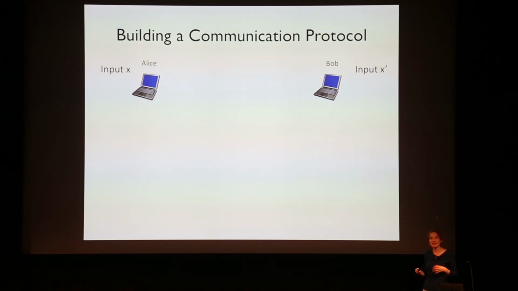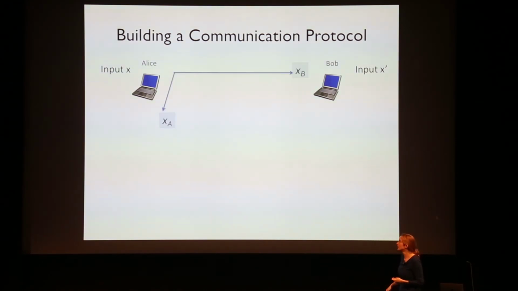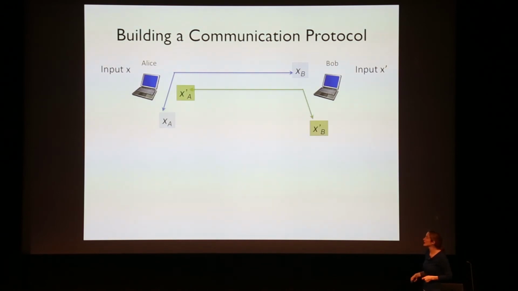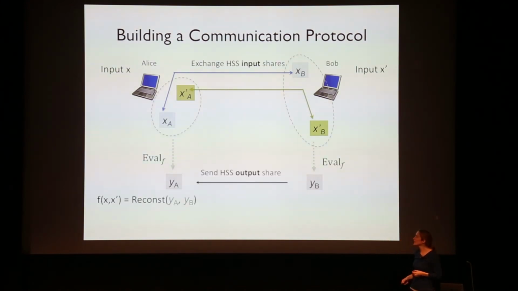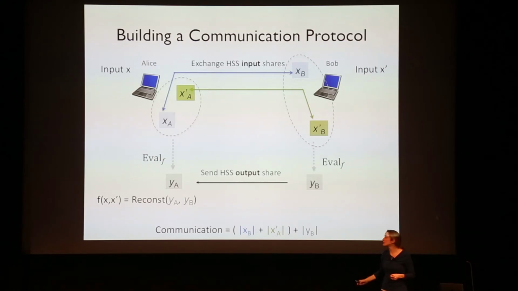To do this, let's take a step and think about how we can use HSS to get some sort of communication protocol for the function f. Say Alice and Bob have respective inputs x and x prime. Something you might do is secret share each of your inputs, keep your share and send the other share to the other individual. Then do a local homomorphic evaluation and have, say, Bob send his output share to Alice. This is a bit silly so far because the communication complexity, in order to exchange these input shares, could potentially be a lot of communication.